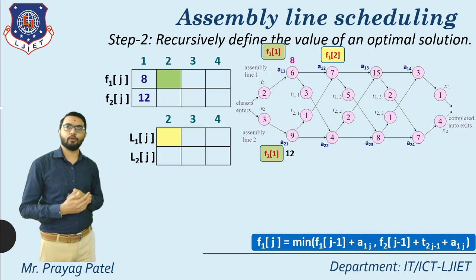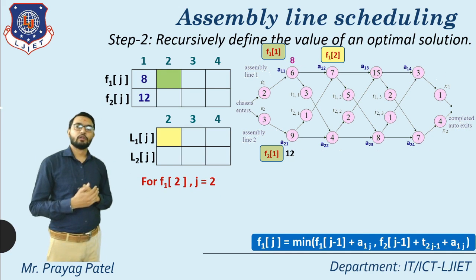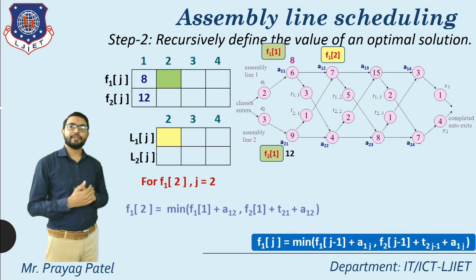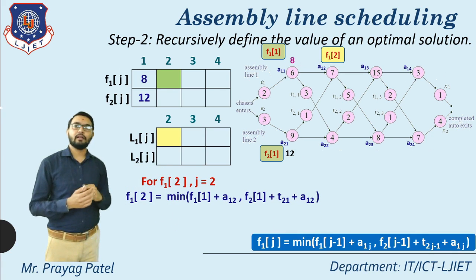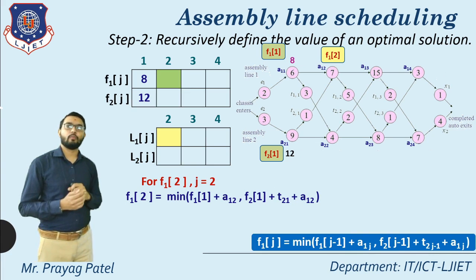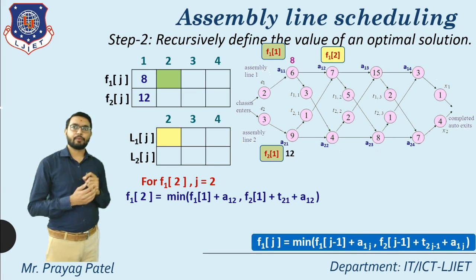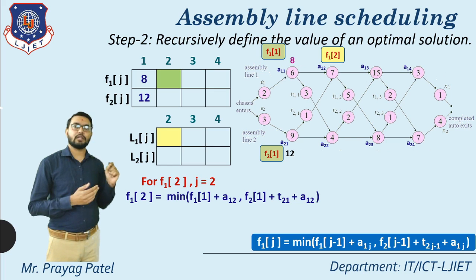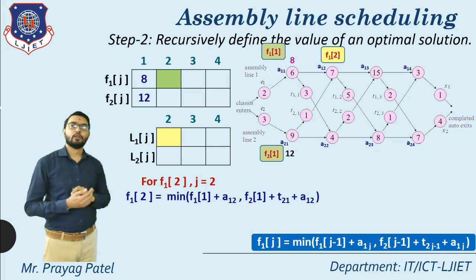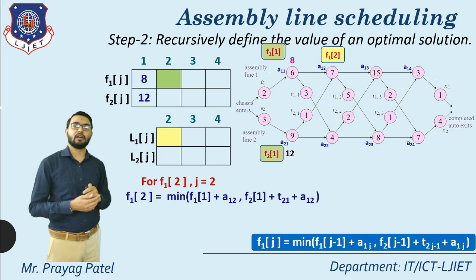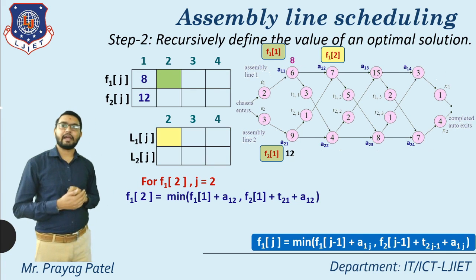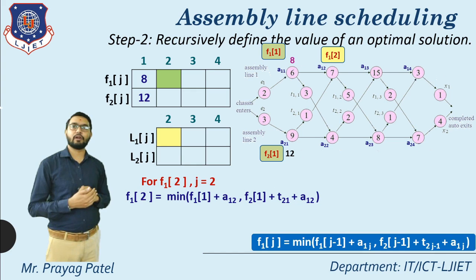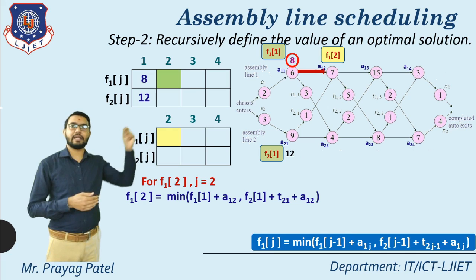Okay, now here consider value F12. So F12 means j equal to 2, and j equal to 2 means you can apply this formula. So here consider F12 equal to minimum of F11 plus A12 according to our equation, because j equal to 2. And second part is f21 plus t21 plus a12. So here consider values in this figure. First part is f11. What is the value of f11? F11 is the value 8.